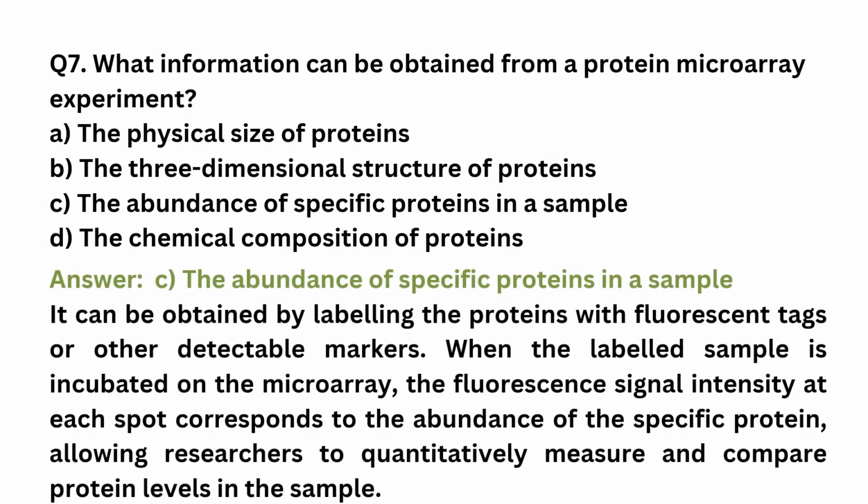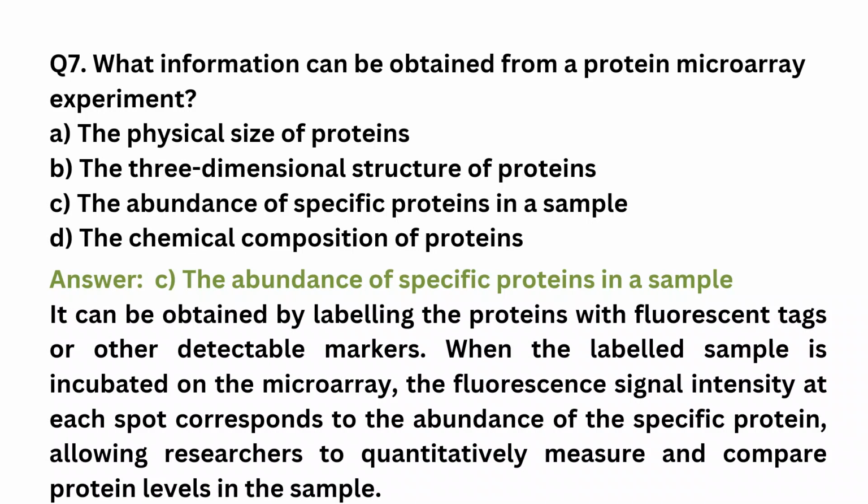So the answer will be the abundance of specific proteins in a sample. So it can be obtained by labeling proteins with fluorescence tags, as I showed you when explaining the SPR, and how to label with fluorescence tags or other detectable markers. When the labeled sample is incubated on the microarray, the fluorescence signal intensity at each spot corresponds to the abundance of specific protein. So allowing researchers to quantitatively measure and compare the protein levels in the sample.